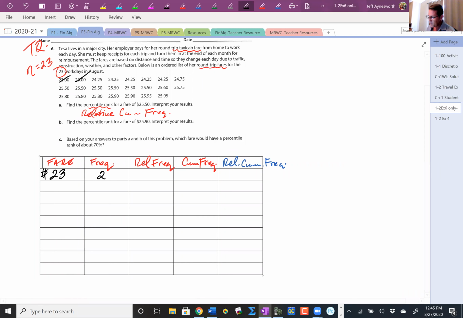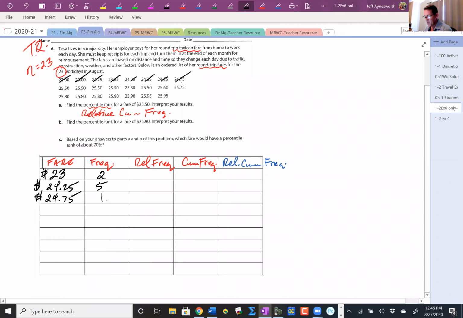Okay. So the next one is a $24.25 fare, so 24 and a quarter basically. And we count them up. How many fares of $24.25 do we have? Thank you, Jonathan. Very good, and a few others here. One, two, three, four, five. It occurs 5 times. And notice that in the data set I cross them off as I go to keep track of things so I don't make any mistakes. Well, at least try not to make a mistake, okay? The next fare is $24.75, and it only occurs once.